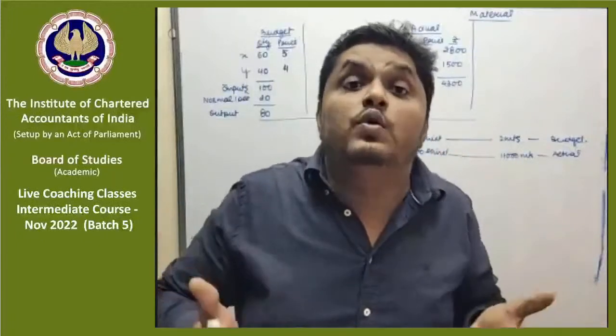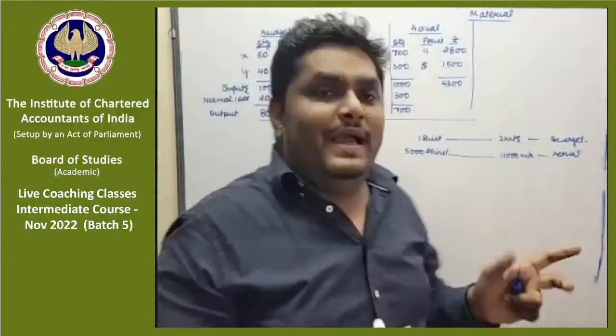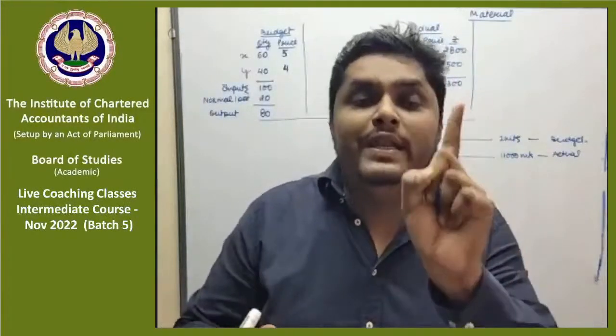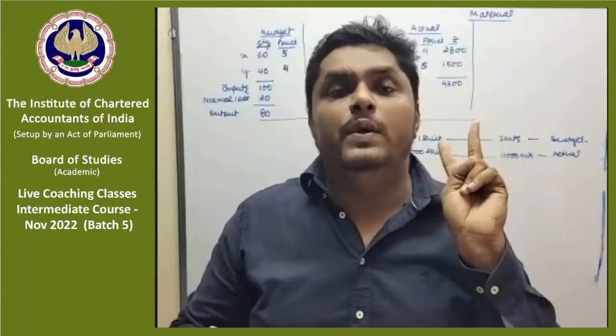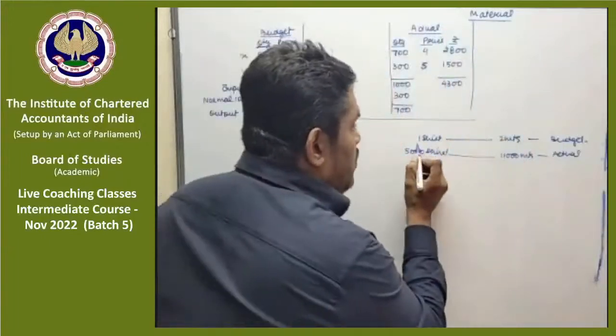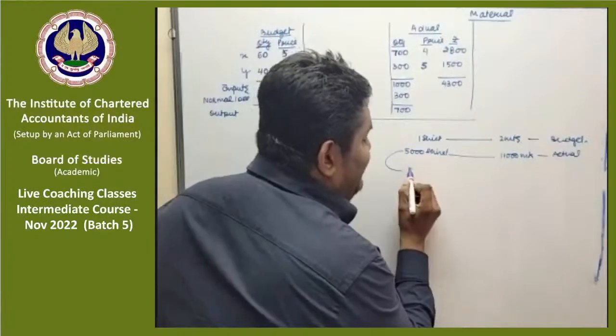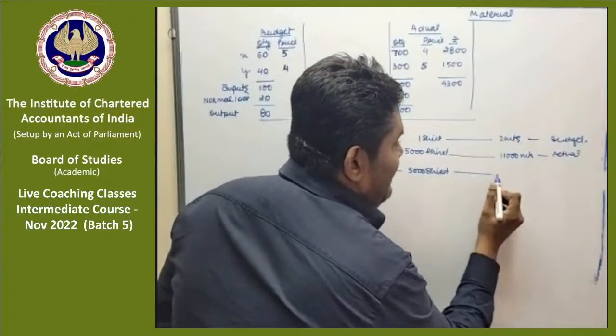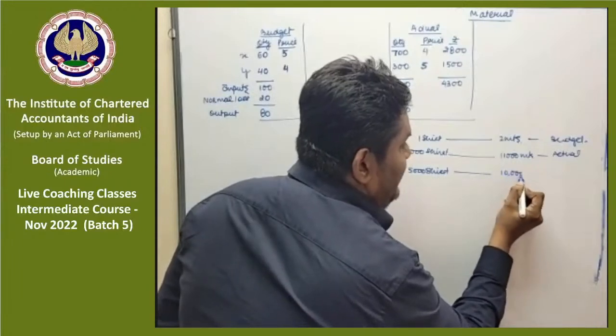So now how to compare? Very simple, guys. One shirt requires 2 meters. 1 unit of output requires 2 units of input. So if we are manufacturing 5,000 shirts, we should have consumed 10,000 meters only.